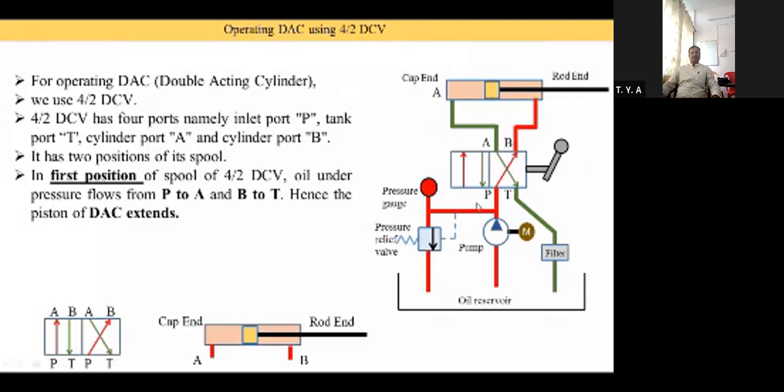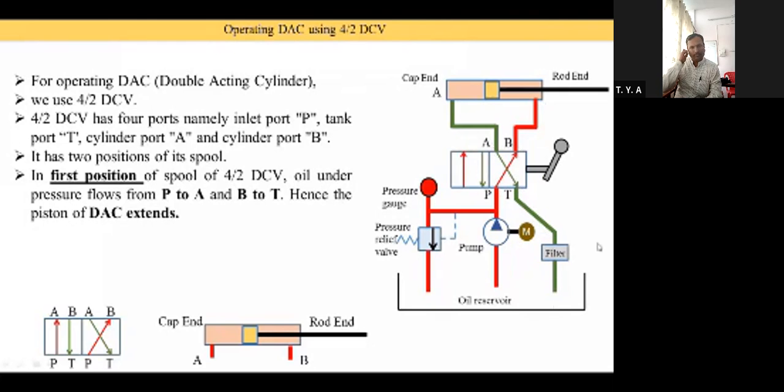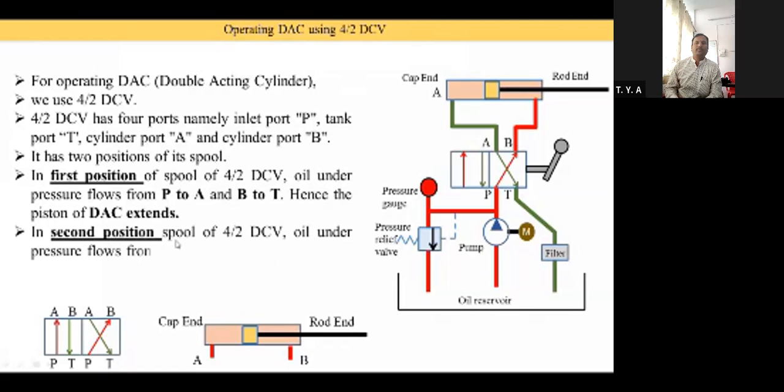Now in the second position you see the port connection is changed. Here P is connected with B, A is connected with T, and you also see the line color is changed. Here you see this is the red color, this is the green color. Here the line connection is changed, meaning pressurized oil is supplied from P to B. The return oil enters the A port, and it goes to the T, and from the T it again goes to the tank through the filter. So in the second position of the spool of the 4/2 DCV, oil under pressure flows from P to B.